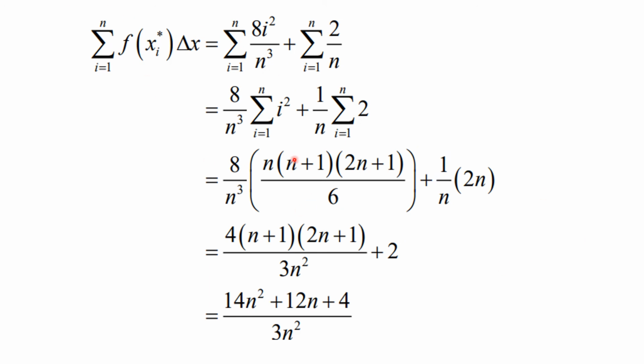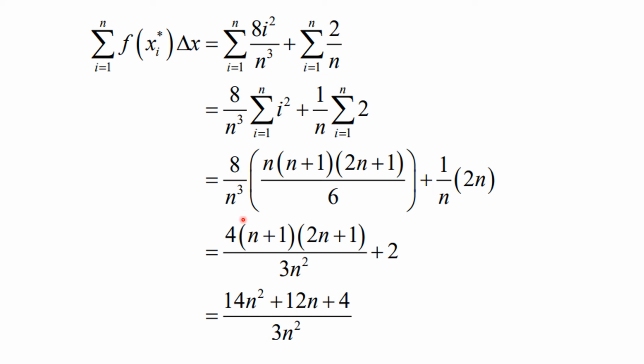Okay, so we're going to do it term by term. And we're going to be able to pull out of this sum. And by the way, you see 8 is a constant, but also we're summing on i, so you see n is also a constant. So I can pull 8 over n cubed out of here because it doesn't depend on i. So I have left this expression, the summation i equal 1 to n of i squared. Over here I can pull out the 1 over n, and I have the summation of 2 from i equal 1 to n.